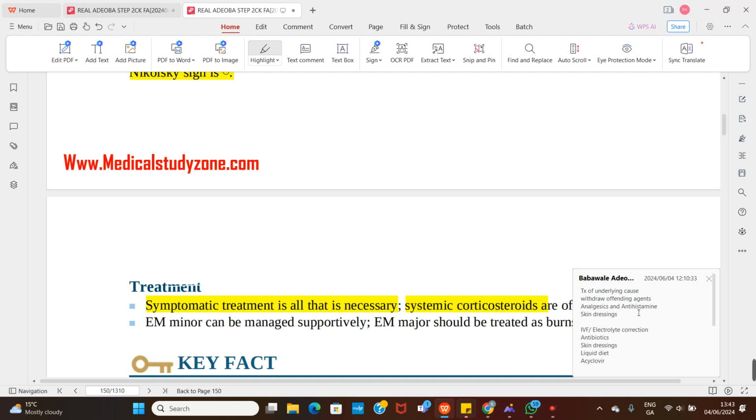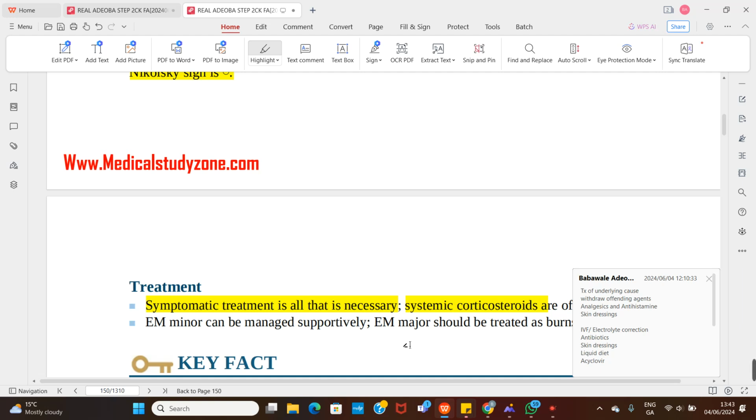you need to give fluid to correct the fluid imbalance and electrolytes, because erythema multiforme affects the mucosal surface. So there's a very high risk of fluid loss. There's a very high risk of the person even limiting oral intake, so becoming dehydrated. So you have to give fluid to correct the electrolyte derangement and the fluid deficit.